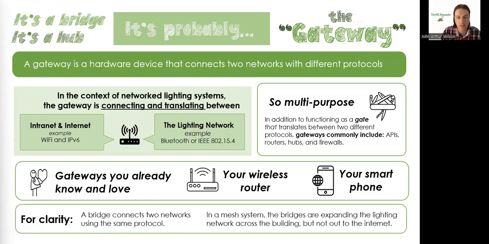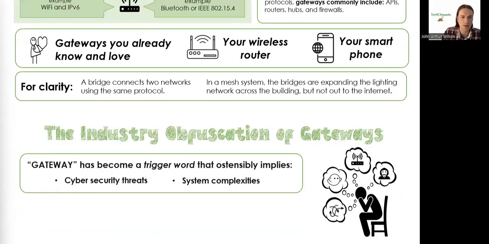Now, this is not meant to be a class with CEUs for networking types out there. For clarity, I'm just going to throw this out because I think it's helpful. When I talk about a bridge, which will likely come up later, bridges connect 2 networks that are using the same protocol. That's the key distinction, whereas gateways aren't just connecting networks, they're translating between them. We're going to get to mesh. When we get to mesh, we'll likely talk about how in buildings with mesh networks, bridges are helping expand the network throughout the building, and you don't need a gateway, but just put that back in your pocket for now.